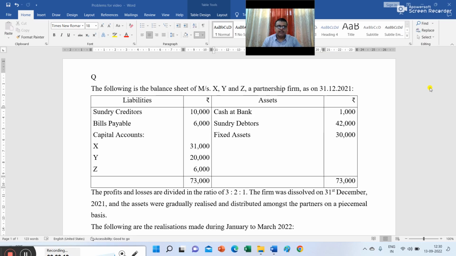The following is the balance sheet of Messrs. X, Y and Z, a partnership firm as on 31st December 2021. On the liability side, we have sundry creditors 10,000, bills payable 6,000, capital account of X 31,000, capital of Y 20,000 and capital of Z 6,000. On asset side, we have cash at bank rupees 1,000, sundry debtors 42,000, fixed asset 30,000. Total of asset and liability side 73,000.